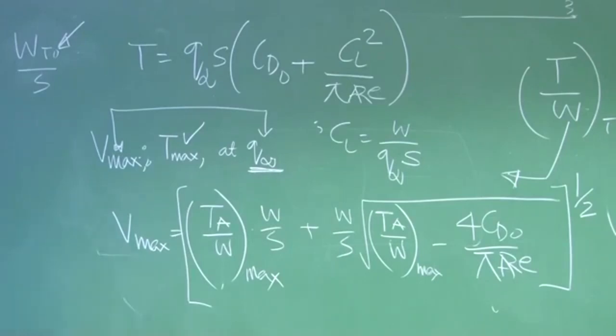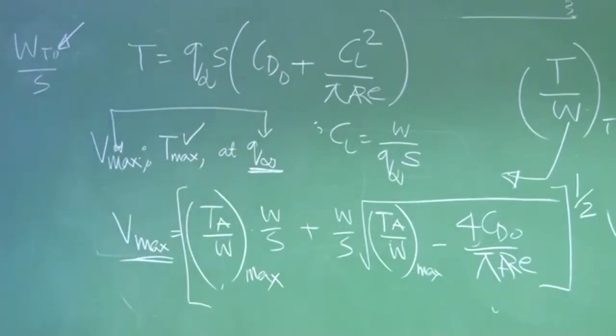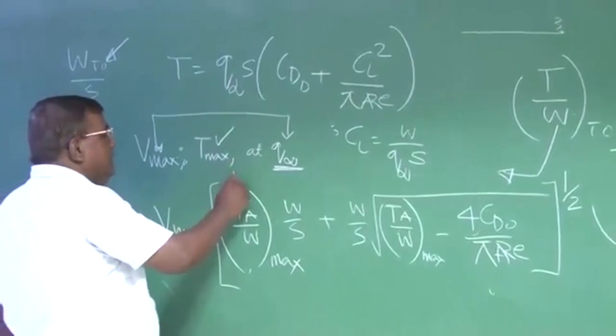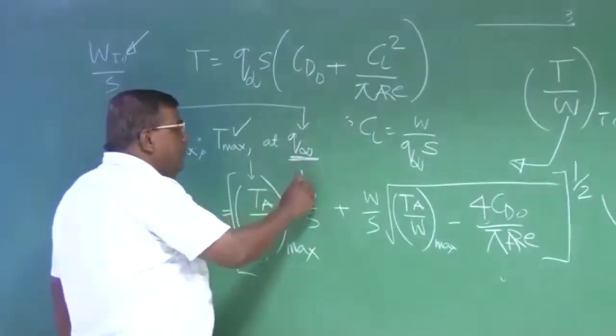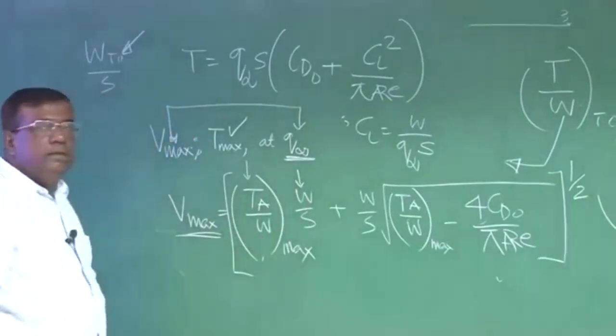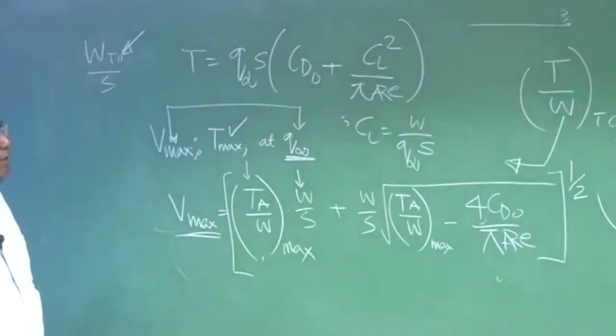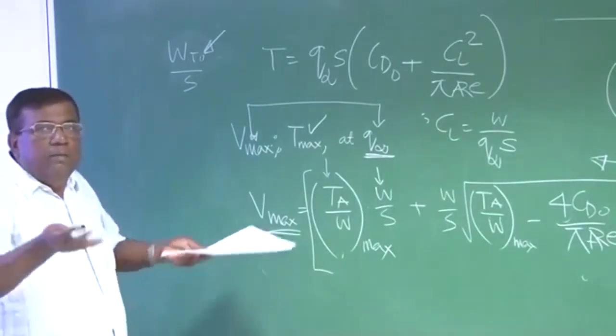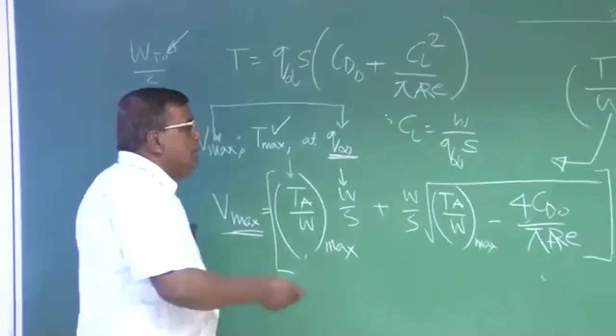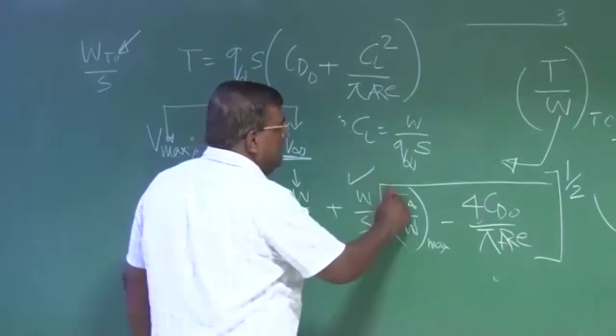When I was discussing this, it is very obvious that if you want to increase Vmax, T/W should increase, right? And also W/S should increase. W/S increasing means what? S is less, so drag is less, naturally Vmax will increase. So this is consistent, this is also consistent.